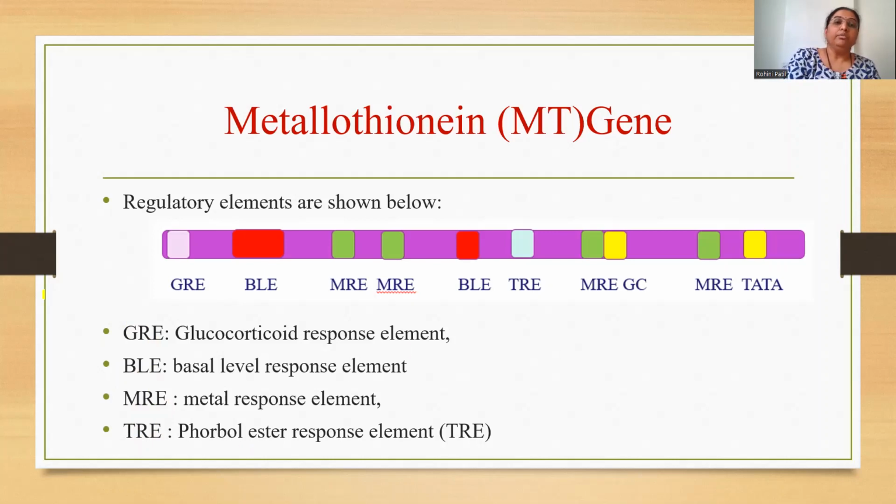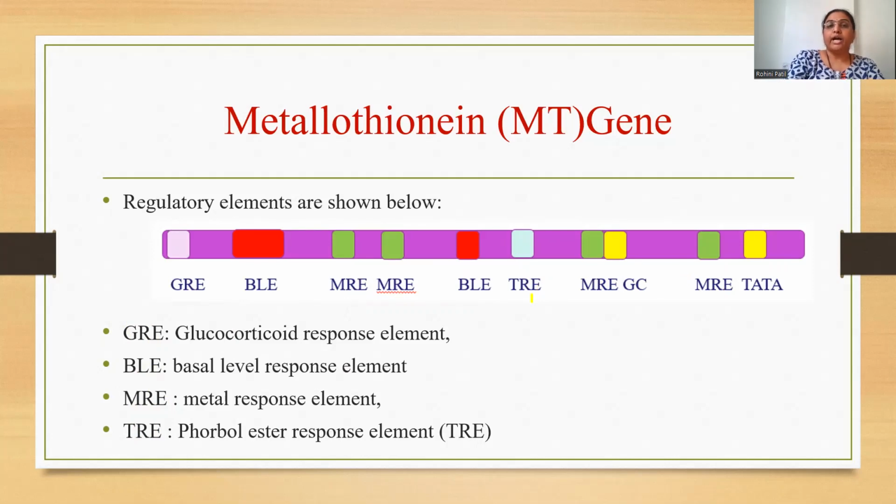Now, when you look at the regulatory elements, you can find that the GRE is present only in 1 number, BLE is present in 2 numbers, the MRE is present in 4 numbers, 1, 2, 3, and here is the 4, and the TRE is in 1 number.